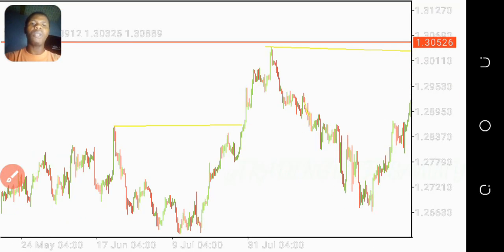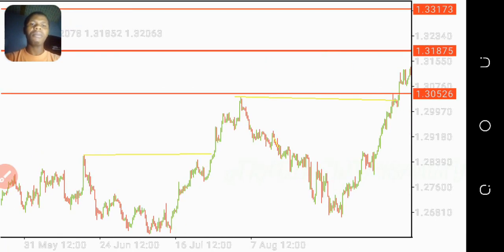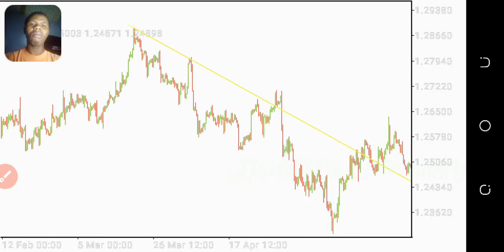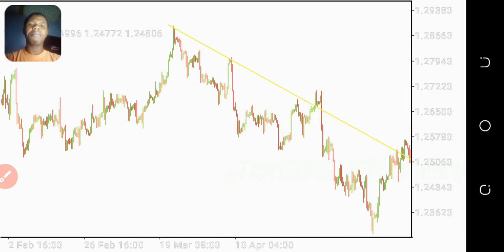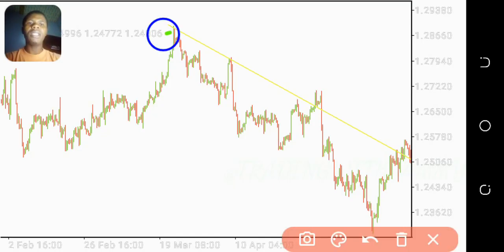Then the next one that I look out for is a market structure shift. What do I mean by that? This is the high. Whenever price wants to shift from being bearish to bullish, it will give you an indication. It simply means that price will break out of the trend line before going up.